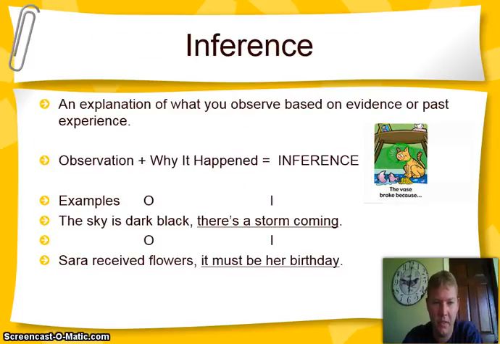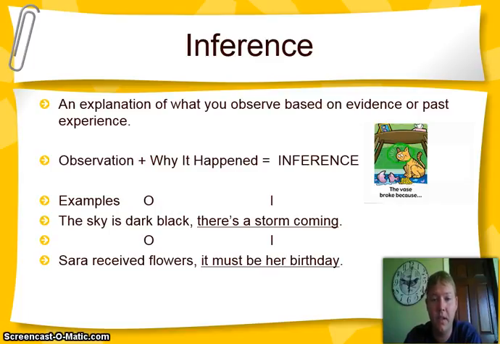Now we get to inferences. So what is the difference between an observation and an inference? Inferences are an explanation of what you observe based on evidence or past experience. If you can remember this equation right here that I'm circling, you are good to go. An inference is an observation plus why it happened or why it's happening.